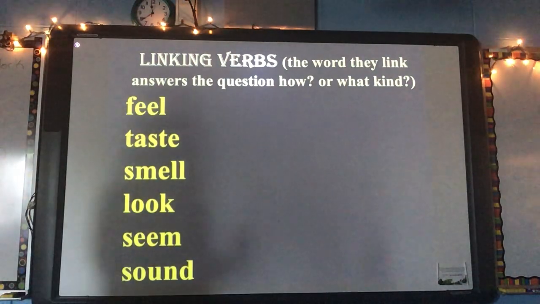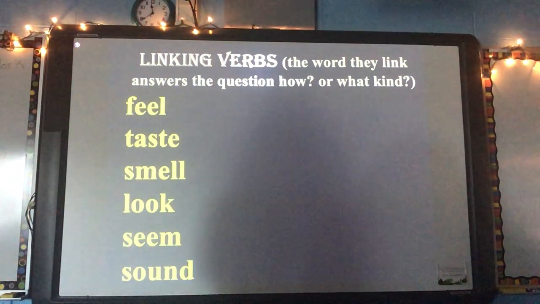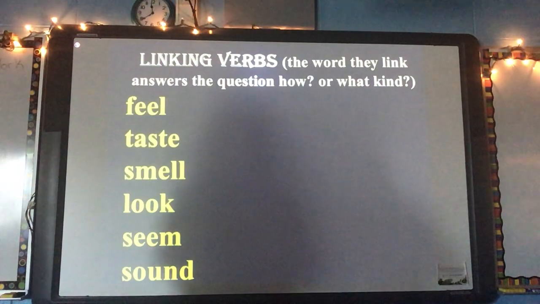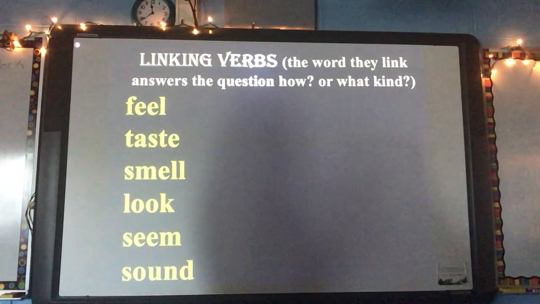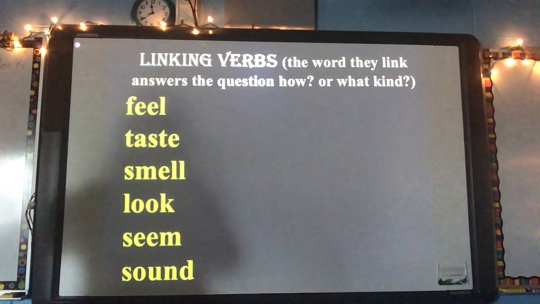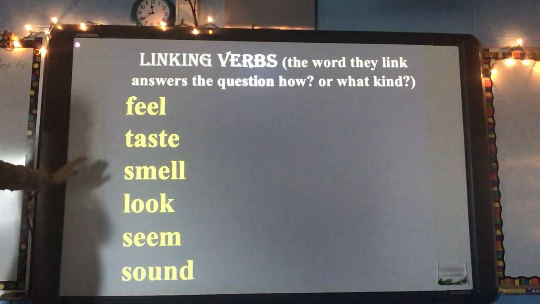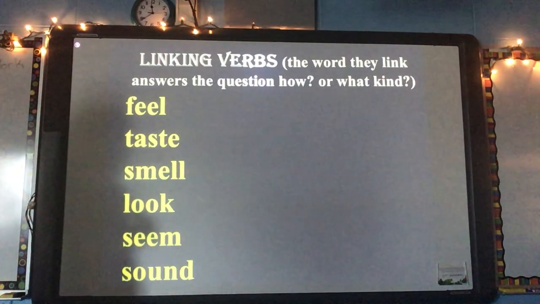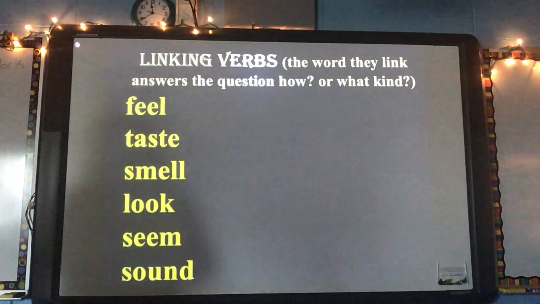Linking verbs are words that link and answer the question how or what kind, okay? They can also use our senses words, like our 5 senses. What does it feel like? Taste, smell, look, seem, or sound. Okay, using our 5 senses.